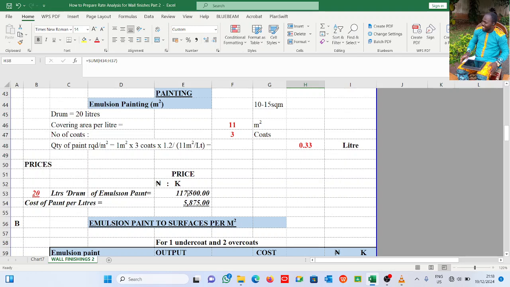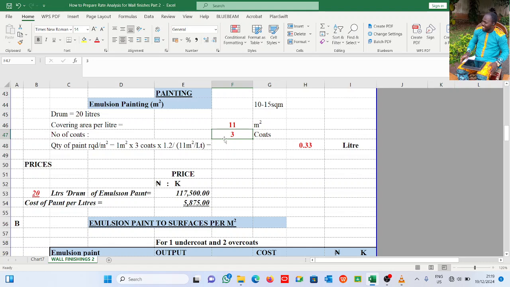Emulsion paint. Now a 20-liter drum of emulsion paint costs 117,500 naira, and 1 liter of emulsion paint will cover about 10 to 15 square meters. So we're working with 11 here. Number of coats, let's say 3 coats, 1 undercoat and 2 finishing coats.